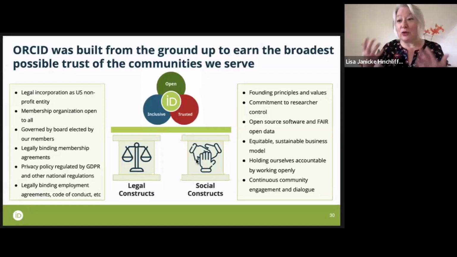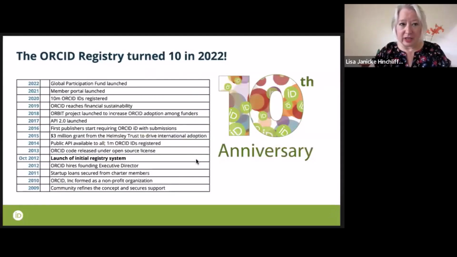We also have a number of social constructs that strengthen the trustworthiness of the ecosystem. I already mentioned our founding values and principles, our commitment to researcher control, and our commitment to open source software and fair open data. We are seeking to build and develop and continuously iterate towards an equitable, sustainable business model and try to hold ourselves accountable by working as openly as possible within the space with the decisions that we make and our processes. Continuous community engagement and dialogue. All of these things build the trust fabric of ORCID as an organization.